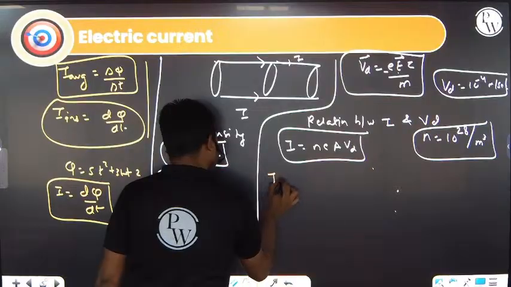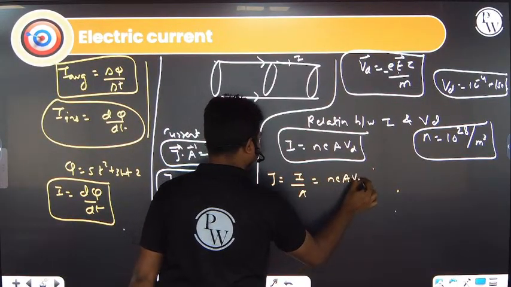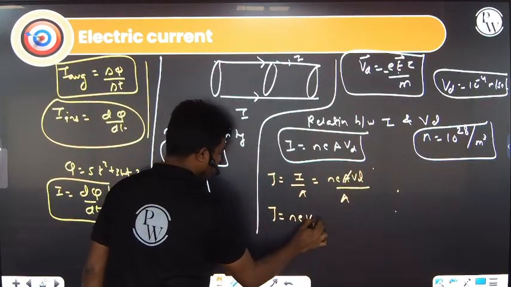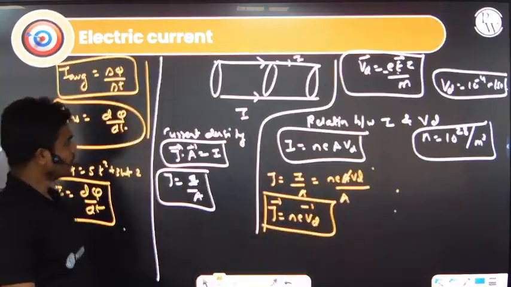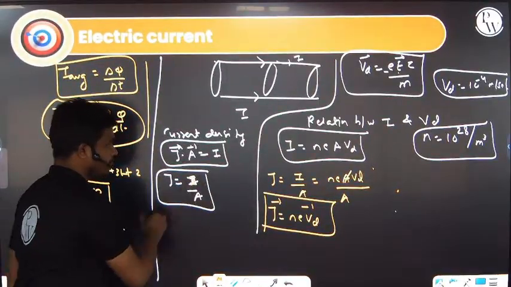If you talk about J, what is J? I divided by area. So N E A V_d divided by area, the A is common. So J equals N E V_d. Both are in vector form over here. J equals N E V_d. This is the current density, J, which is I divided by area.